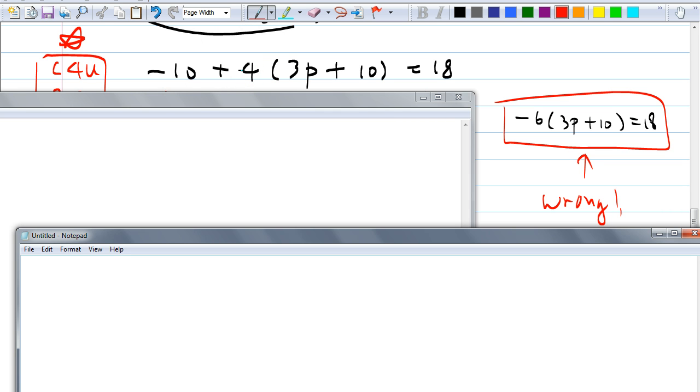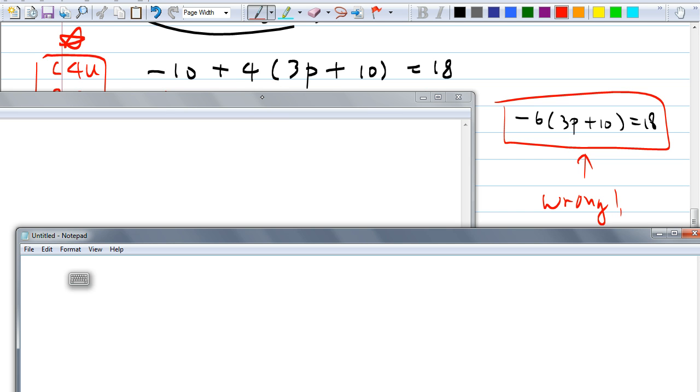So what should we do first? Okay, let's think about this. We have p first. What do they do to p? They multiply by 3, right? Then they add 10 and multiply the whole thing by 4, and then they added negative 10, right? So how do you undo the last thing that was done to it first?